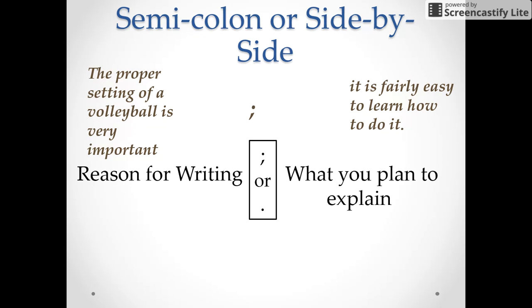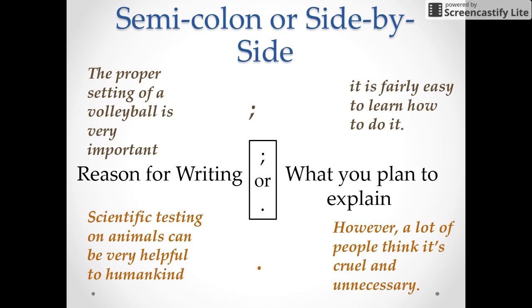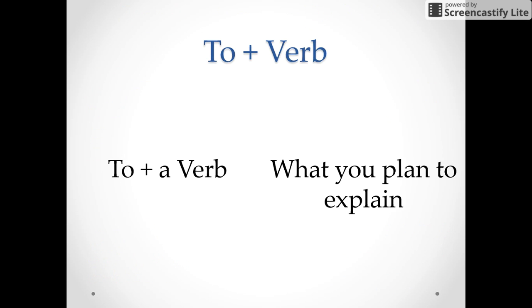The proper setting of a volleyball is very important, semicolon, it is fairly easy to learn how to do it. Another example, scientific testing on animals can be very helpful to humankind, period. However, a lot of people think it's cruel and unnecessary. So technically with the period, you're writing two topic sentences, but they still introduce your topic for that paragraph.